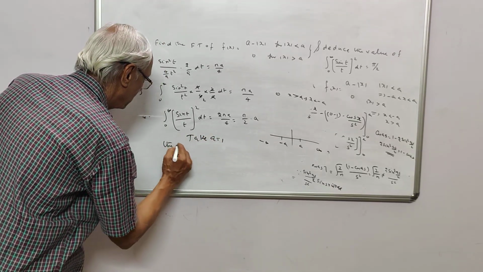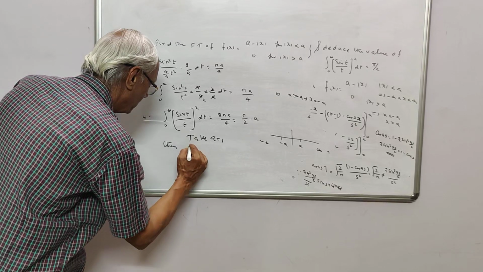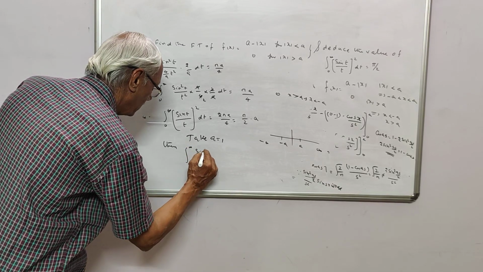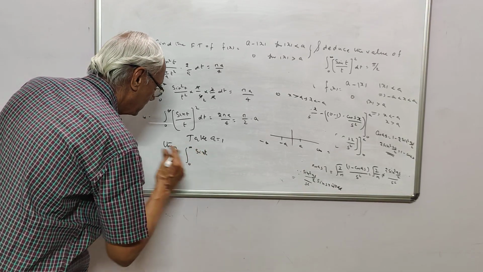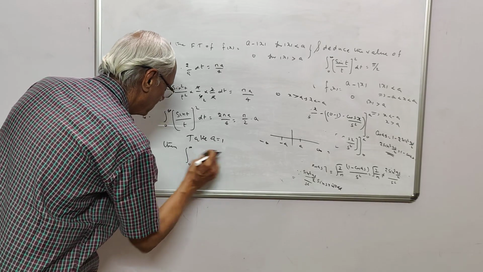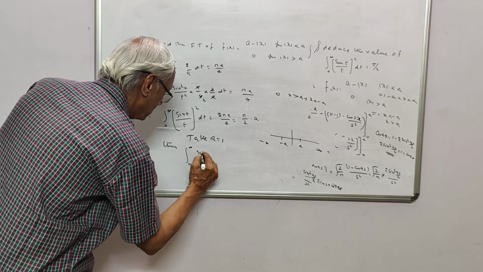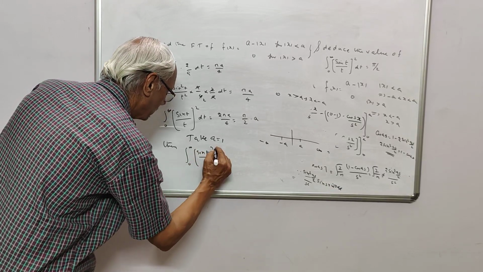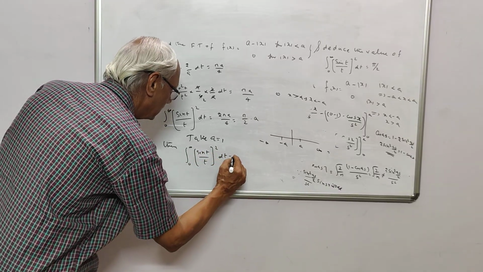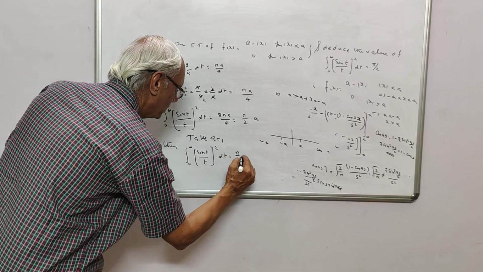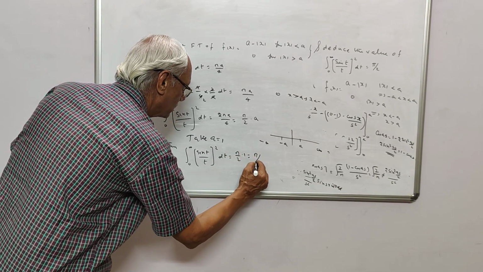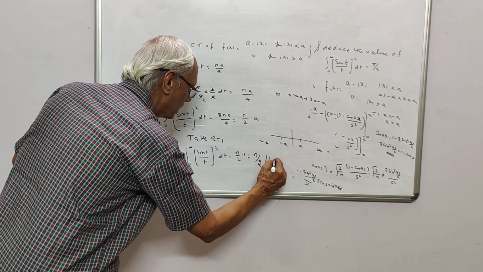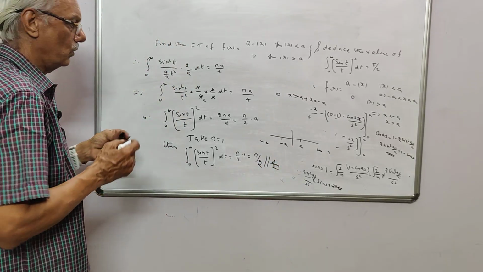Then the integral from 0 to infinity of sin t divided by t whole square dt is equal to pi by 2 into 1, which is pi by 2. So this is how we do this.